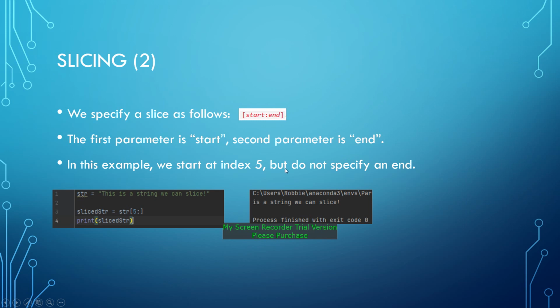So in this example we start at index 5, but we do not specify an end. If we start at index 5 and we leave the second argument blank, we use the colon but leave the argument blank, then it automatically assumes we want to print up until the end of our collection, so up until the end of our string. So here we start at index 5, so that means we skip THIS, we skip the space, and we start at the I. So you'll see in our output we have is a string we can slice. So we skip the first part and we start later.